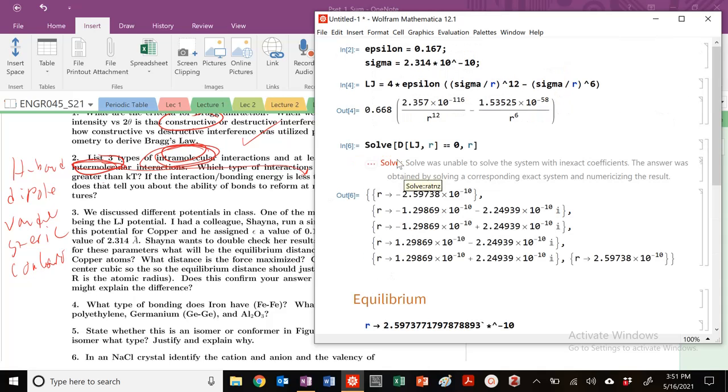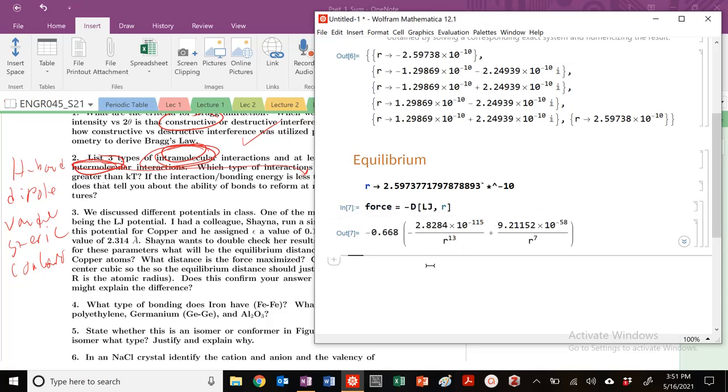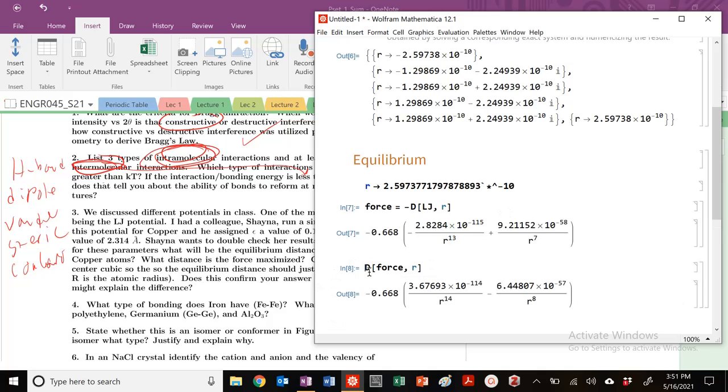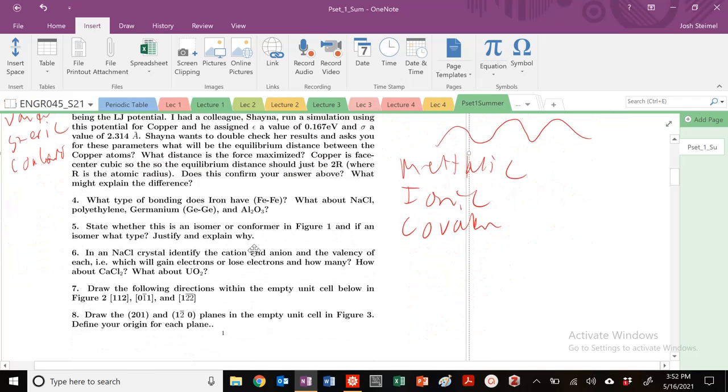For the distance when the force is maximized, if I want to see when the force is maximized, my force is going to be equal to minus the gradient of the potential. So that's my force. When my force is maximized, the derivative of the force is set equal to 0. This is also the inflection point, our change in curvature. So let's solve when the force is maximized here. And 2.88 times 10 to the minus 9. Great, so the distance where the force is maximized, we got it.